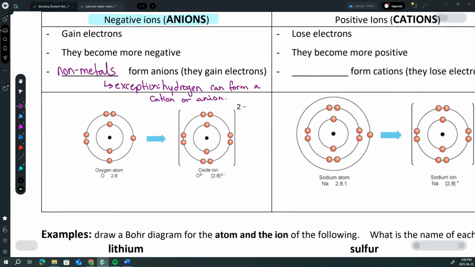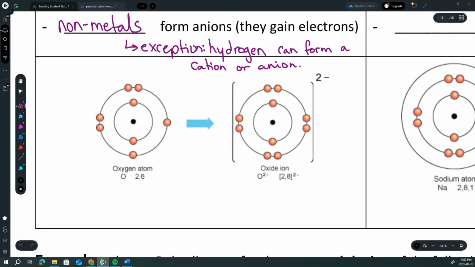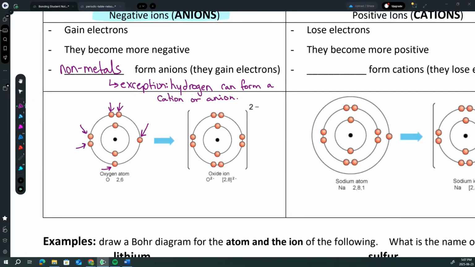So here in this diagram below, we have an atom of oxygen. This atom of oxygen has 6 valence electrons. So if I count 1, 2, 3, 4, 5, 6. In order to have a full outer shell, or a full outer orbit, the oxygen atom needs to gain 2 electrons. So where are we getting this value of 8, meaning that it has a full outer shell?